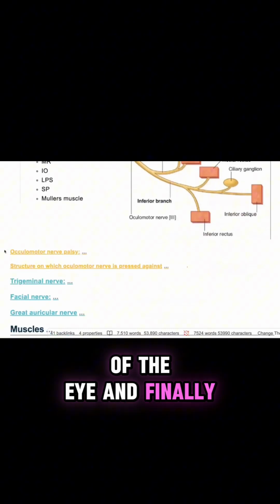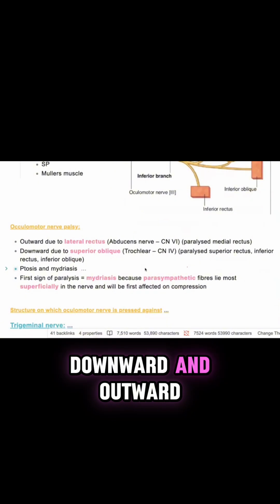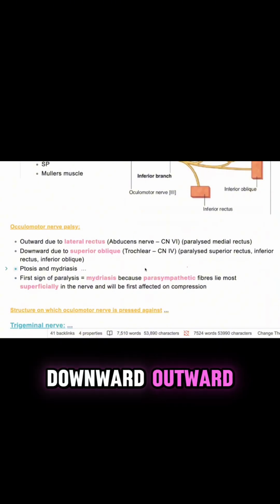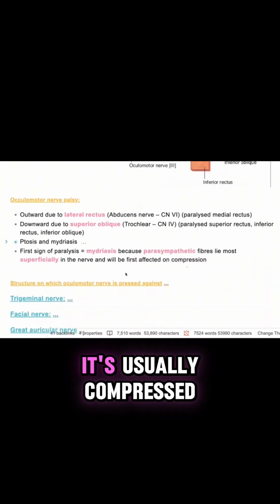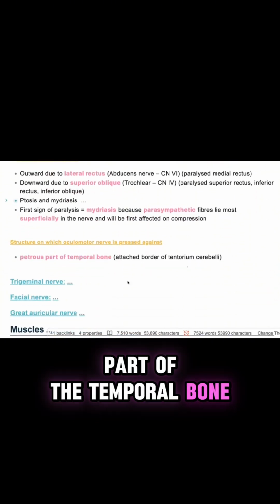And finally, if you have a palsy in the oculomotor nerve, the eye will be deviated downward and outward, and the patient will have ptosis and mydriasis. Downward, outward, ptosis, and mydriasis. And it's usually compressed against the petrous part of the temporal bone. Trigeminal nerve, again, we talked about trigeminal nerve very quickly.